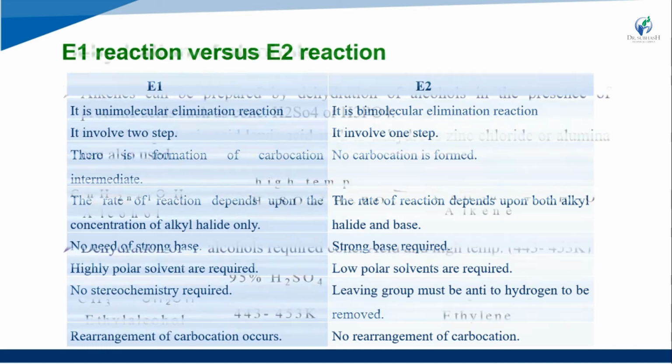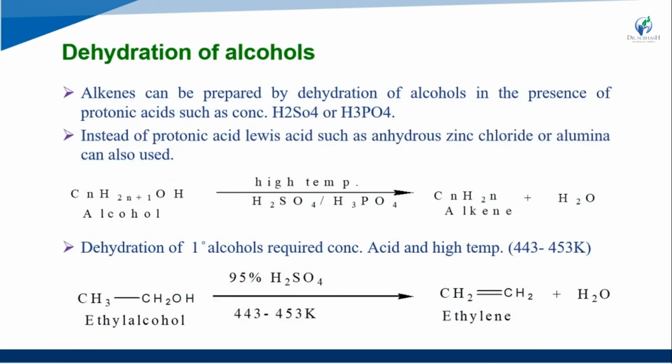Okay, so now we study the dehydration of alcohols. Alkenes can be prepared by the dehydration of alcohol in the presence of a protic acid such as concentrated H2SO4 and H3PO4. Instead of the protic acid, a Lewis acid such as anhydrous zinc chloride or alumina can be used.